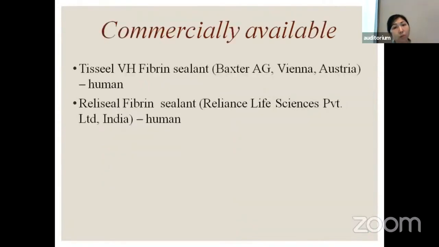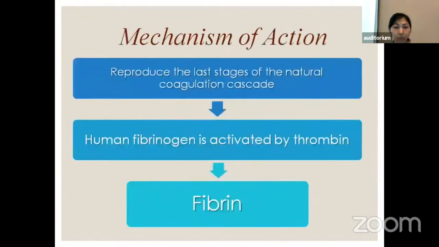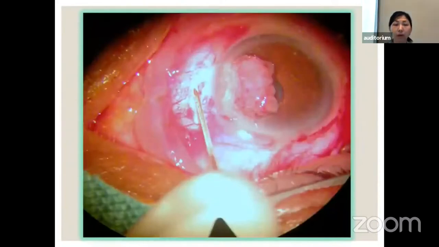So there are two types commercially available. One is Tisseel, which is produced by Baxter, and the other is Reliseel fibrin sealant, which is produced by India, and both are human-derived products. So it reproduces the last stage of the natural coagulation cascade. The human fibrinogen is going to be activated by the thrombin to form fibrin, and it becomes a strong adhesive. So the fibrinogen is the thicker solution which you will put over the recipient site.